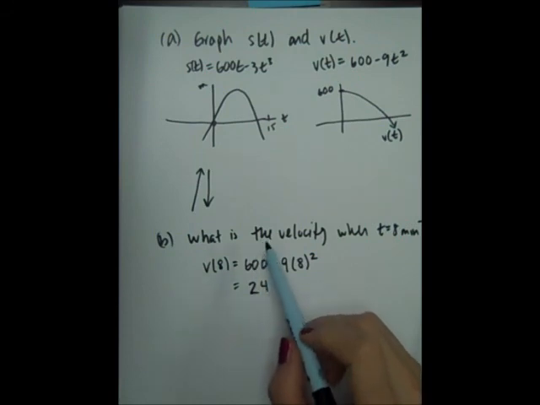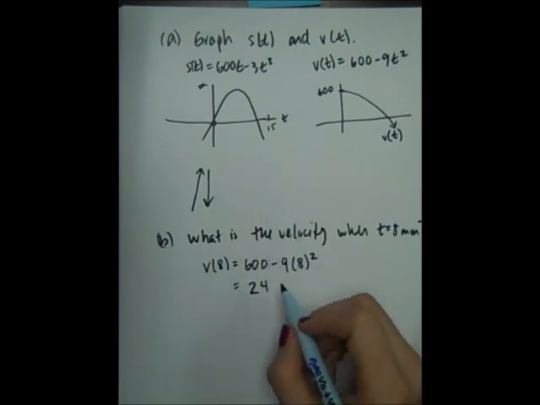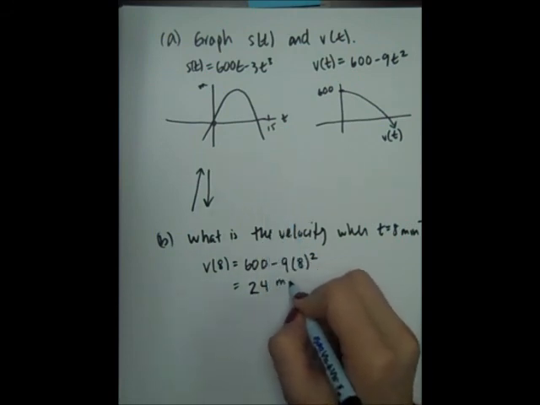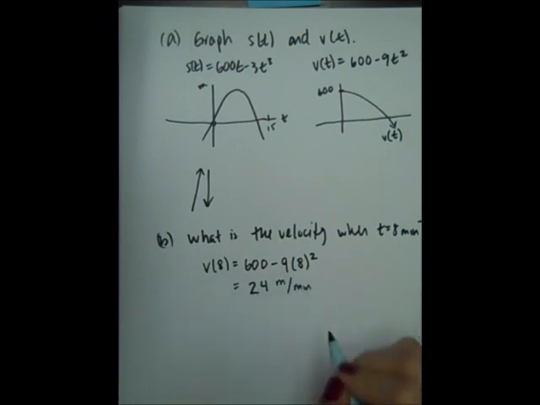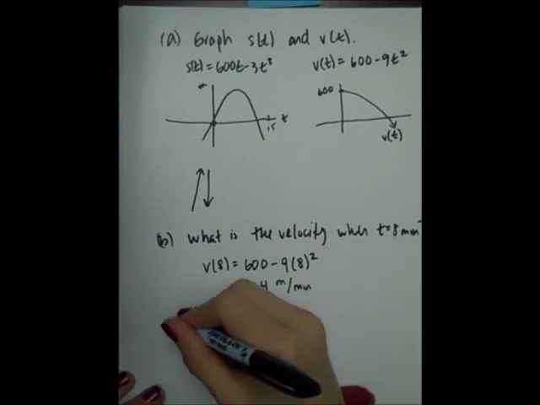What are we measuring this in? Remember, this is the change in position over time. So this is going to be meters per minute. So the velocity when t is equal to 8 is 24 meters per minute. What that means is that 8 minutes into the flight, the helicopter is leaving the ground, so it's still rising because the velocity is positive, leaving the ground at a rate of 24 meters per minute.